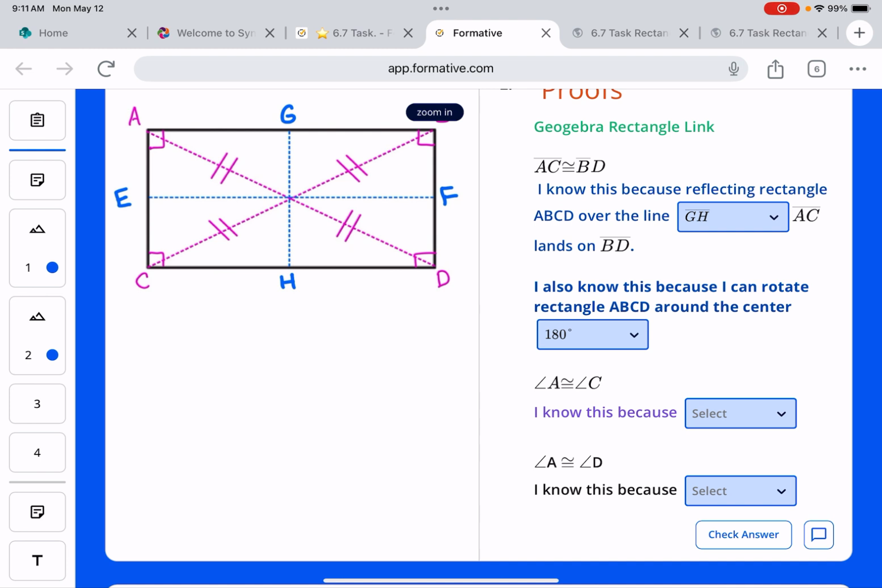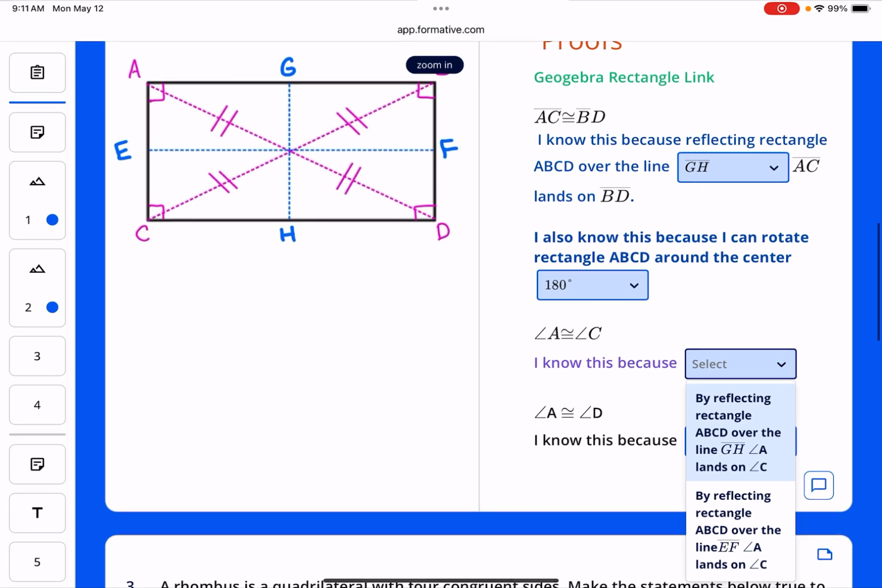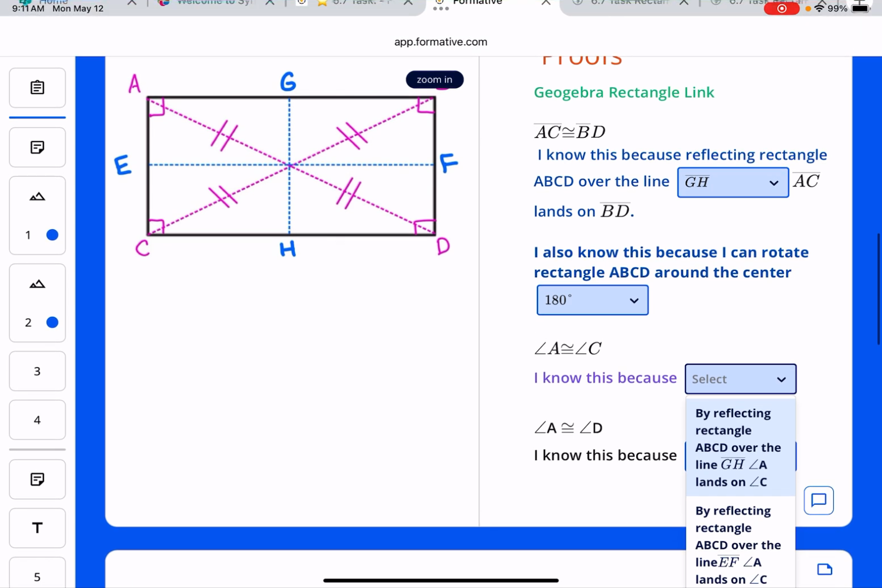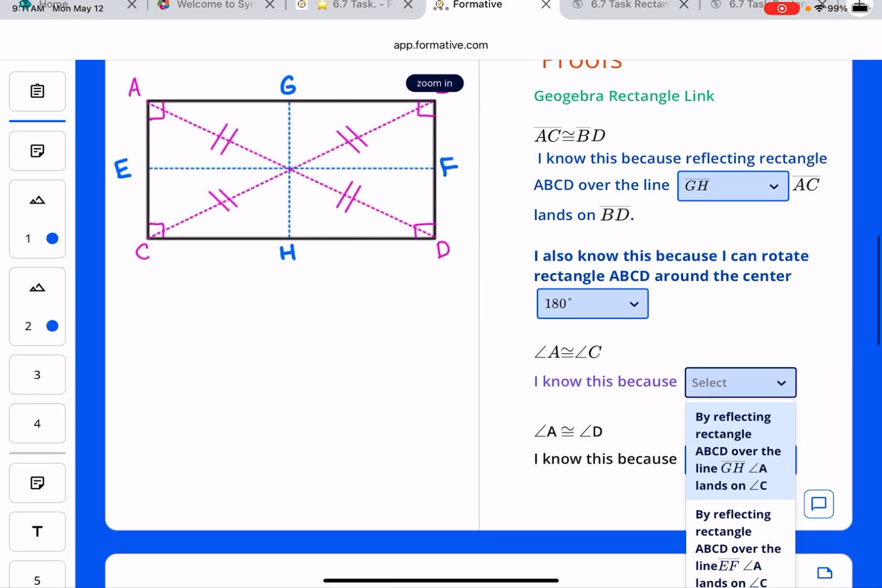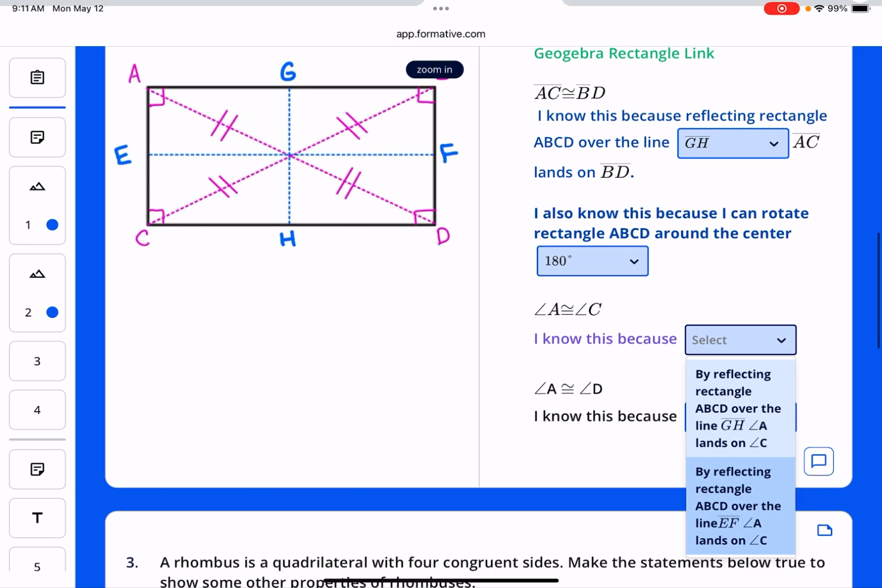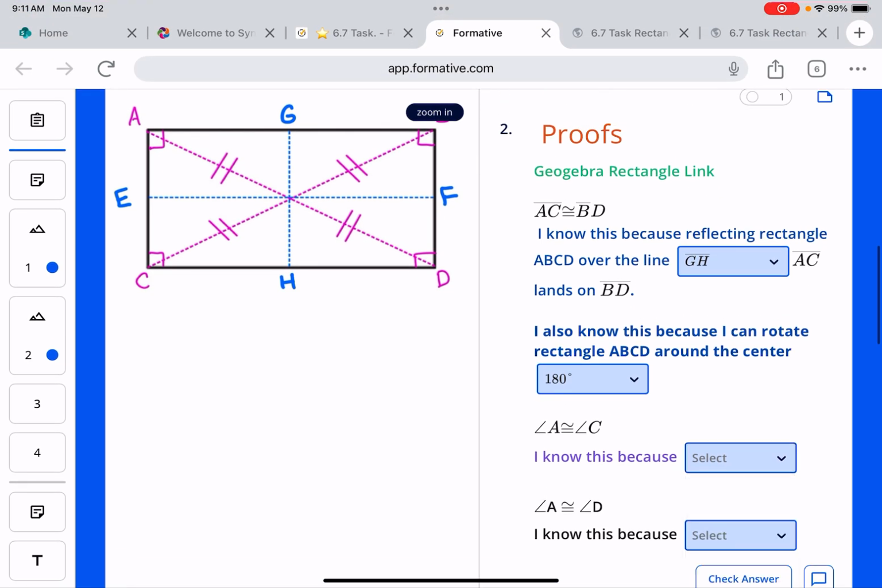I know this because, okay, which one of these could we do in GeoGebra? Reflect the rectangle over line GH. You might have to try some of these, but if I reflected it there, I'm not going to be comparing angles A and C. I'll be comparing different angles. So maybe not that choice. If I reflected over line EF, yeah, that could prove that they're the same. I'm going to try that. So back to GeoGebra.